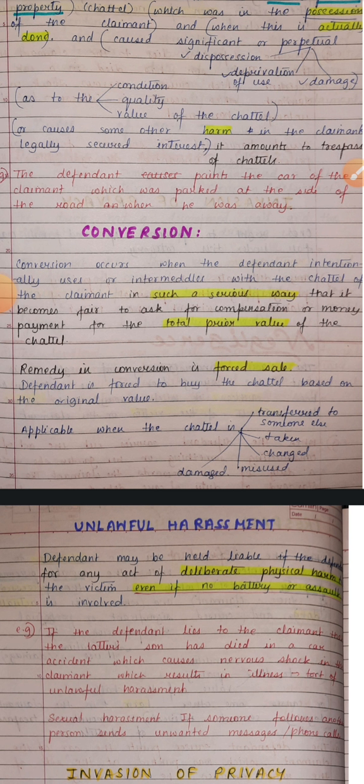The remedy in conversion is forced sale. If somebody has stolen my property, the person has to pay the entire money. If somebody has taken my car, damaged it, now the person has to return the car with actual interest. This is applicable when the chattel is transferred to someone else, taken, changed, misused, or damaged. In these 5 cases, conversion is applicable.